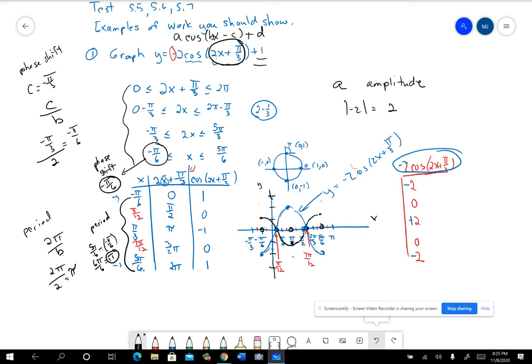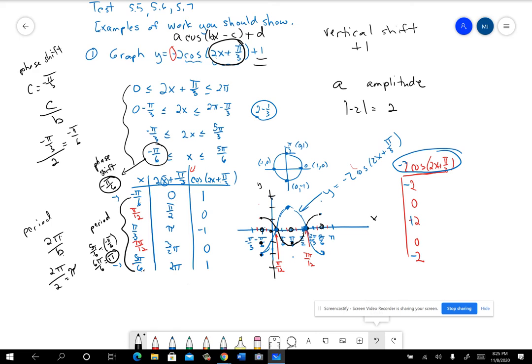Since it's positive 1, that's the vertical stretch of positive 1. So that means not stretch. I said it wrong. Vertical shift. Not a stretch. The amplitude is a stretch. Vertical shift of plus 1. So every point gets moved up 1.